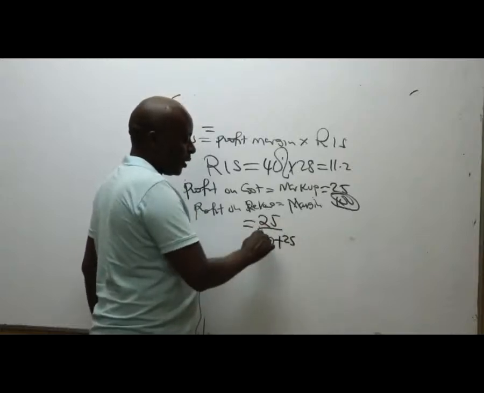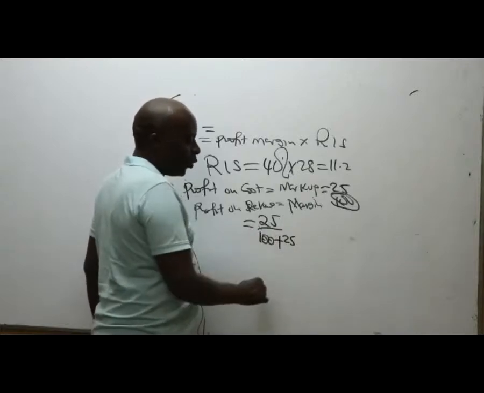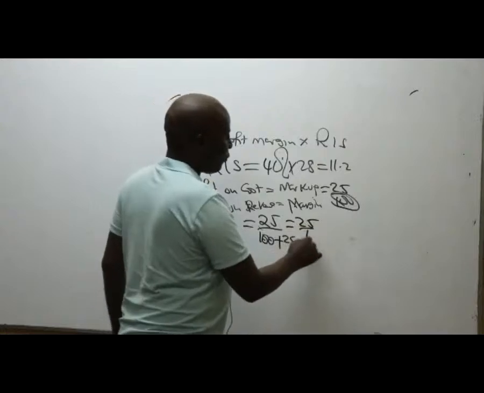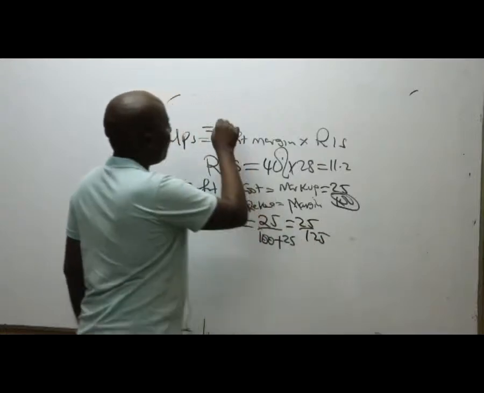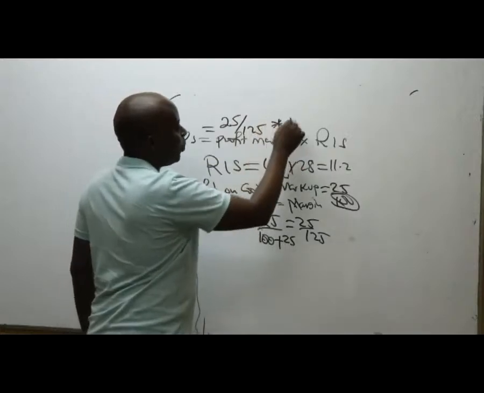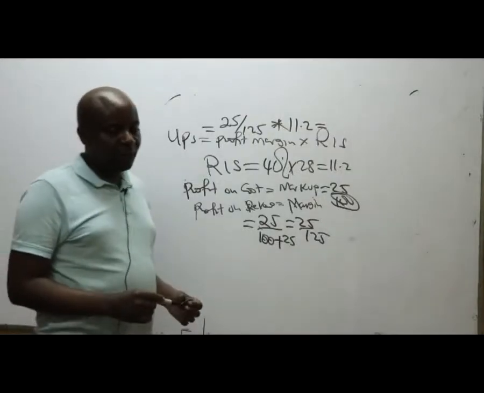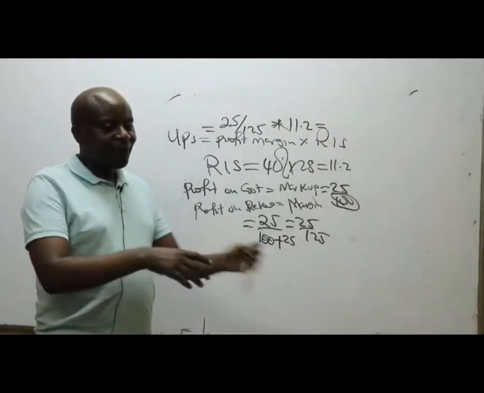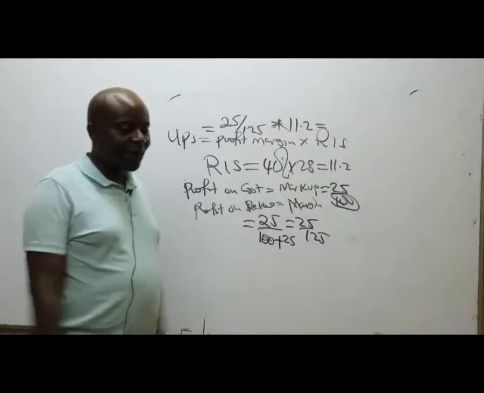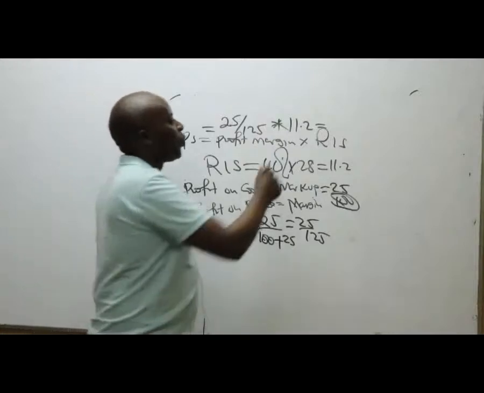So you take the figure that you had there, you add the numerator, not that you add 1 always. So then this will be the same as 25 over 125. So this one here will be 25 over 125 times the risk that you gave me as 11.2. So then what will be the UPS? The UPS will be 2.24.